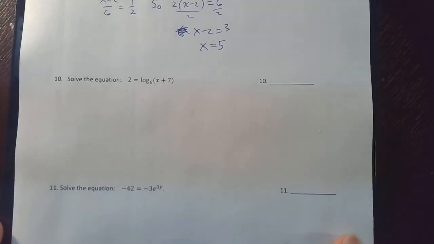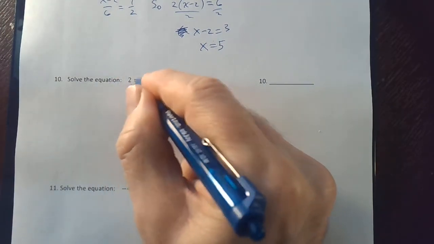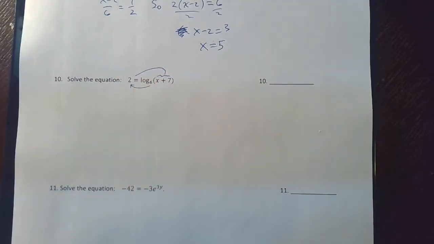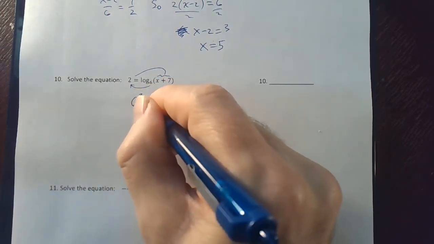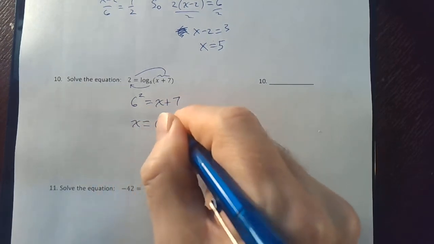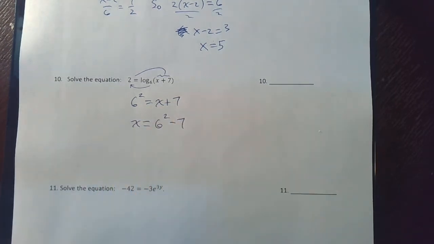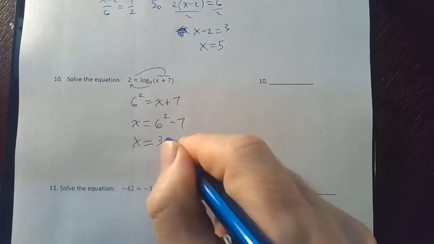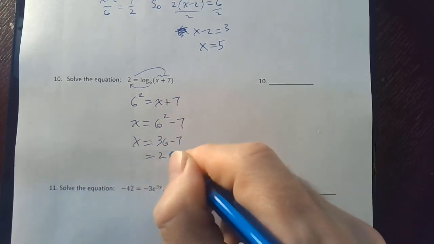Okay, number 10. Solve this equation. Well, it's got a log in it. So I think it would be easier to rewrite this as an exponential equation. Actually, it'll make it very simple. It'll get rid of the log. And remember, just rewriting this as an exponential would give us 6 to the 2 is equal to x plus 7. 6 to the 2 equals x plus 7. So x is equal to 6 squared minus 7. What is that? 36 minus 7 is 29.